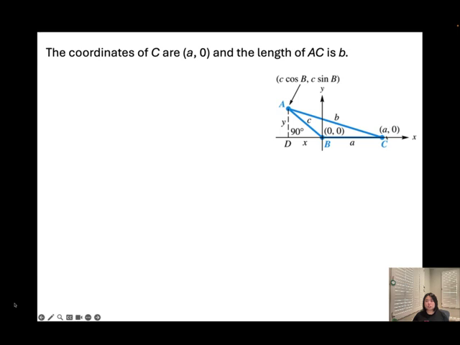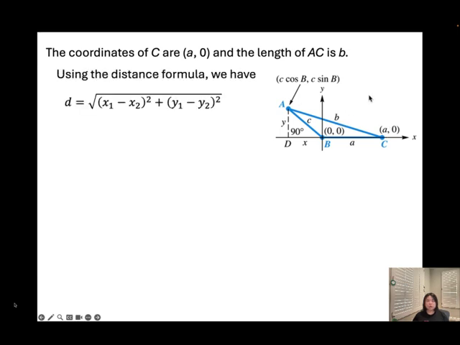The distance between A and C will be b. Now we're going to use the distance formula. The d will be b here, and we'll use the coordinates of A and C and plug them into this formula: x1 minus x2 squared plus y1 minus y2 squared. And then we're going to simplify it.